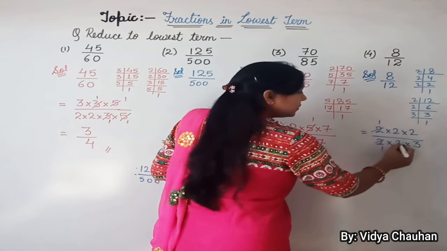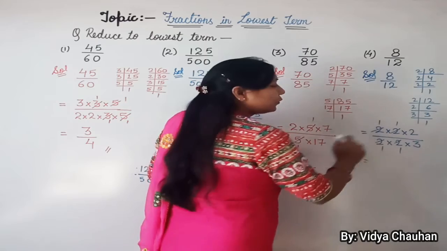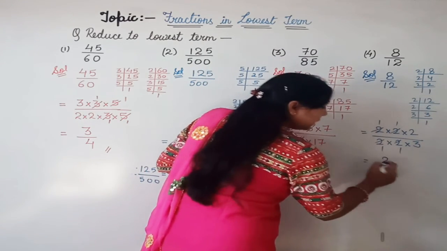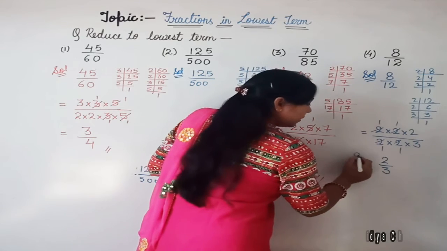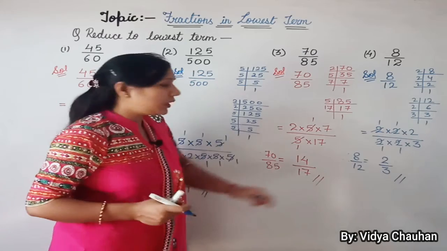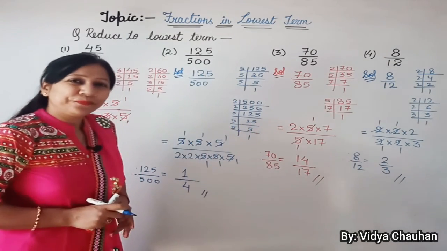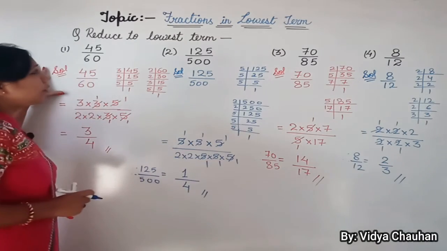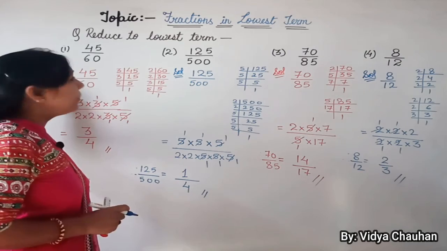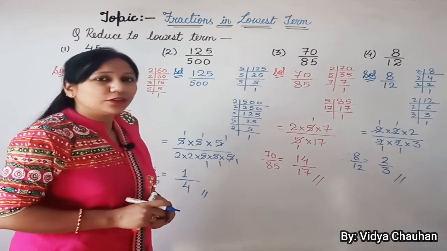2 1s are, 2 1s are. So both pairs of 2 are cancelled. What are we left with now? 2 upon 3. And 2 upon 3 is the lowest form for 8 upon 12. So the lowest term for 8 upon 12 is 2 upon 3. Clear, students? So this is how you can make any fraction into its lowest form. By finding the factors and simplifying the terms, you will get it into its lowest term.